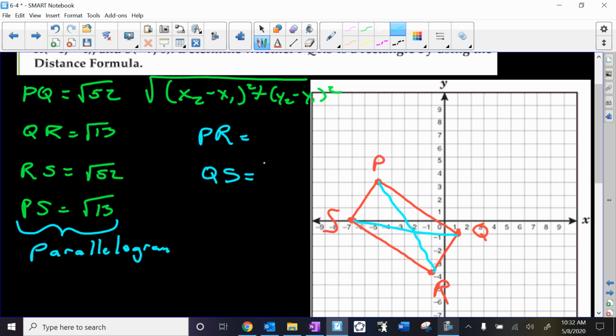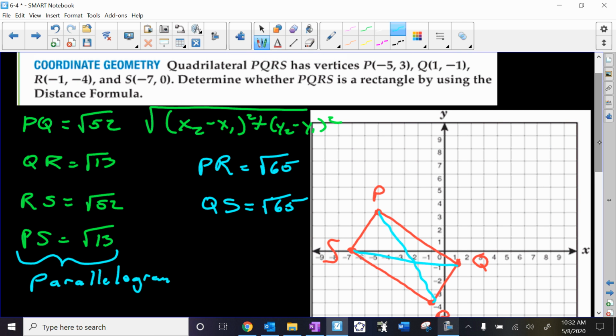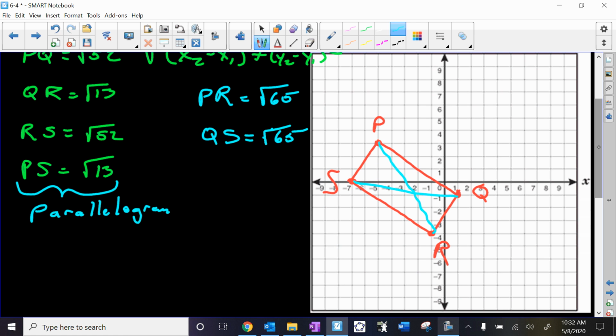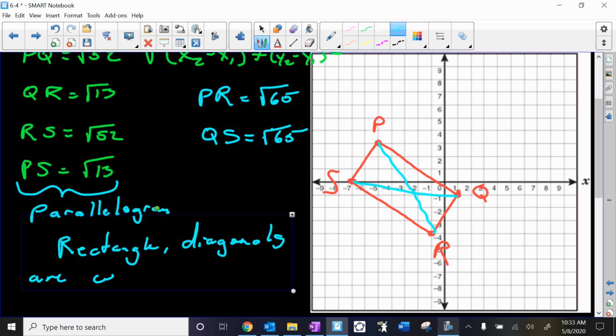So those two distances, which I'm just going to list as well, would come out to the square root of 65 and square root of 65. Again, use your distance formula with the coordinates up there, and you'll come up with those distances. So now we know that this is a rectangle, and the reason that it is a rectangle is because our diagonals are congruent.